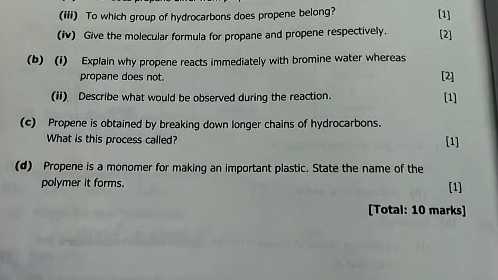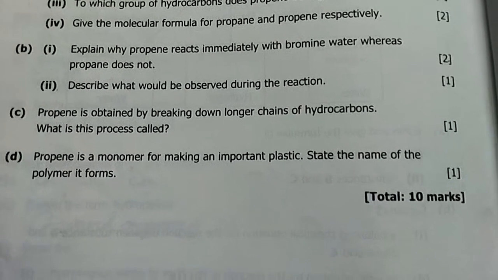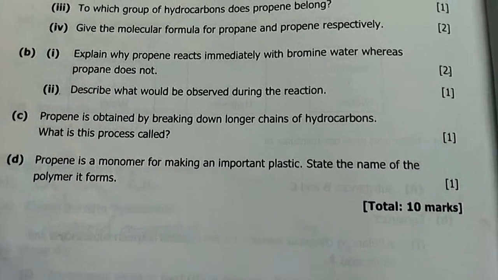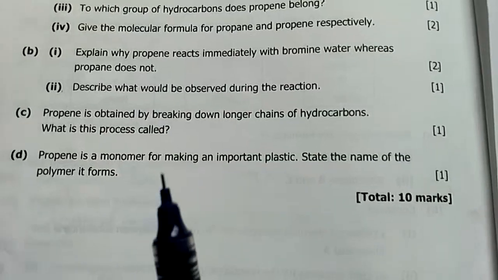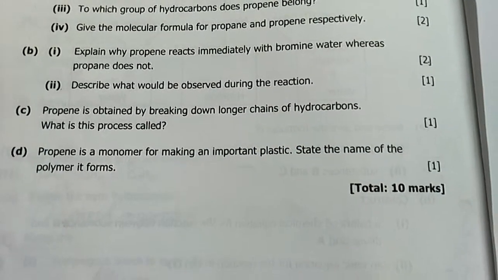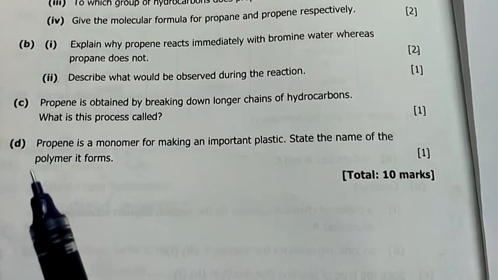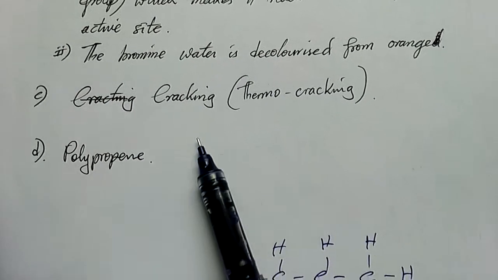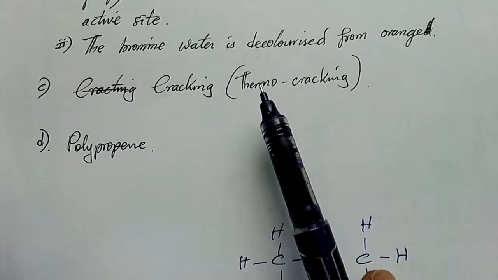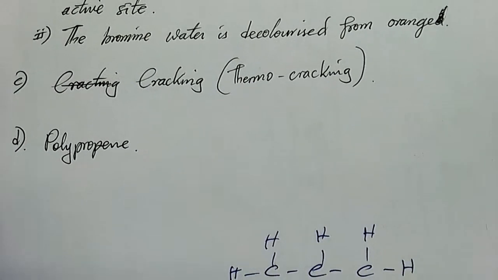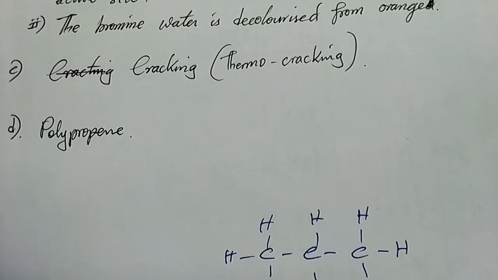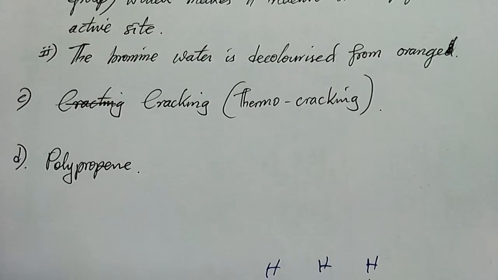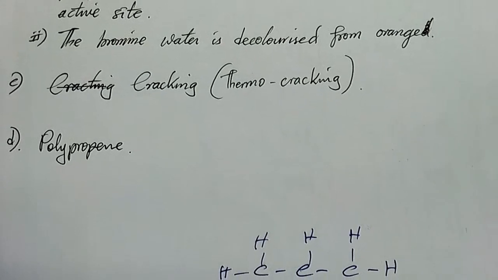C3C. Propene is obtained by breaking down longer chains of hydrocarbons. What is this process called? The process of breaking down longer chains of hydrocarbons to shorter chains, in this case, our example is propene, shorter unsaturated chains. The answer is cracking. If you want to be more specific, you can say thermocracking. Thermocracking doesn't involve a catalyst. Instead, it involves much more pressure and temperature to simply break down longer or larger hydrocarbon molecules to shorter ones.